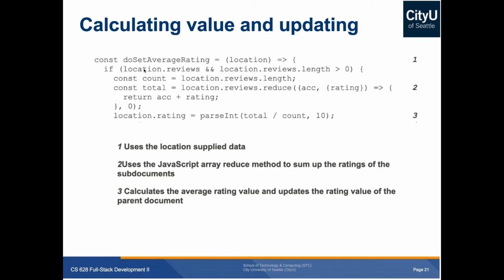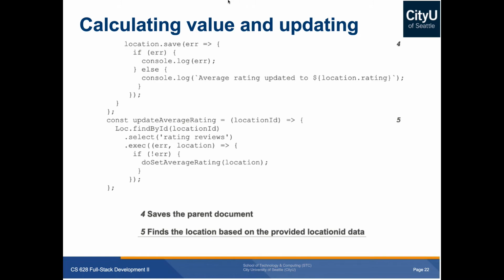And that should be it for this logic, right? So that's why when we go back, we update the average rating. How do we update the average rating? We need to find the parent document. Okay, how do we find it? We specify a model, we find by ID using the location ID, we select the reviews subdocument, right? Execute that. If we did not encounter an error, let's try to set the average rating for that location.